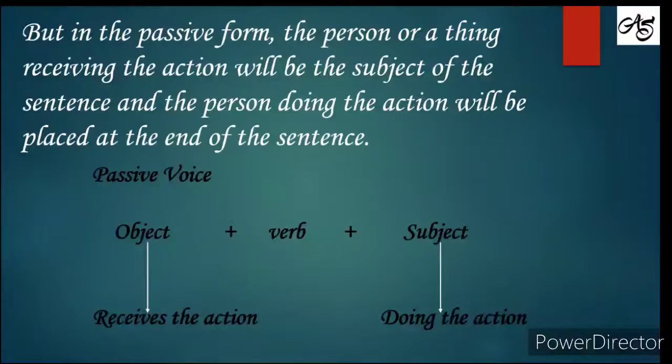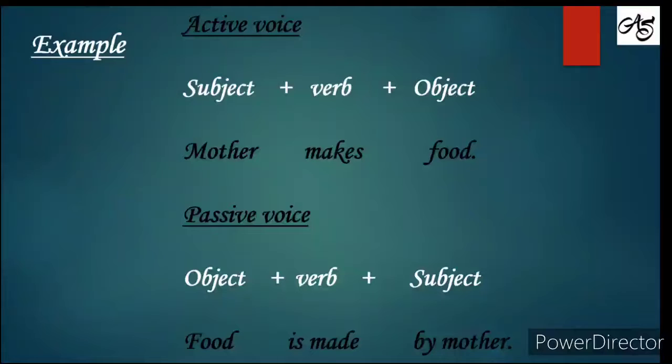Can you understand? For example, mother makes food. Mother is the subject, makes is the verb, and food is the object. This is the active form. Now, what is the passive form for this? Food will come to the first beginning. Food is made by mother.